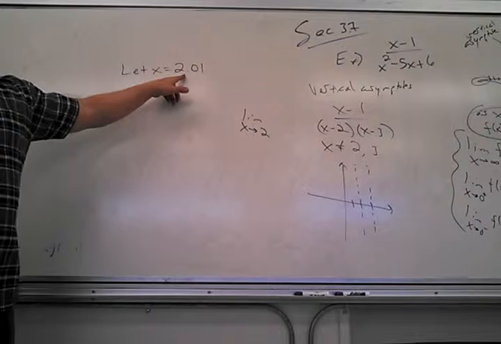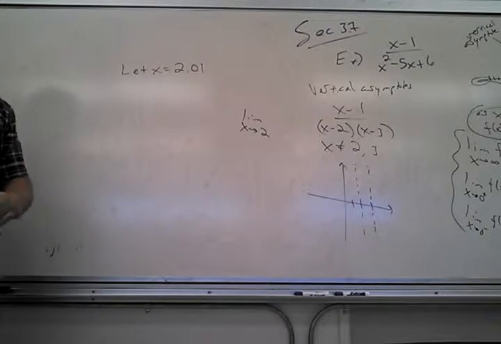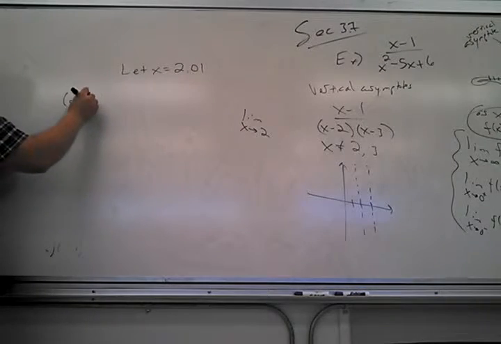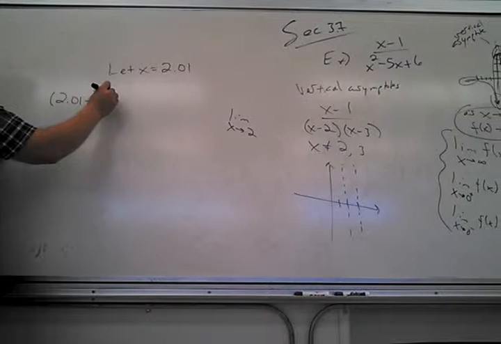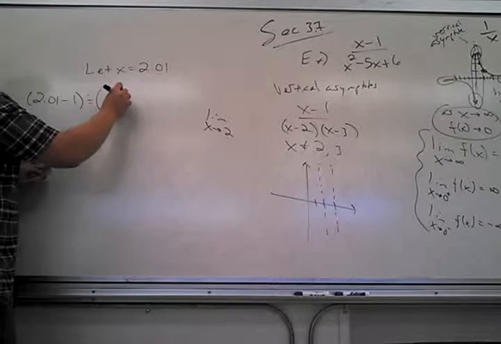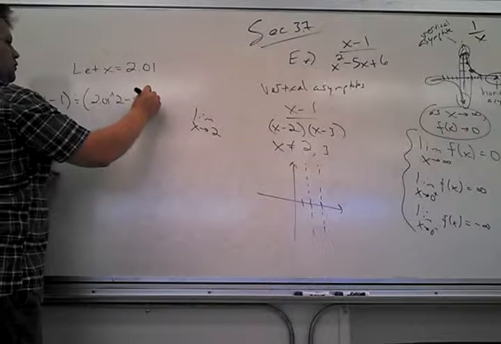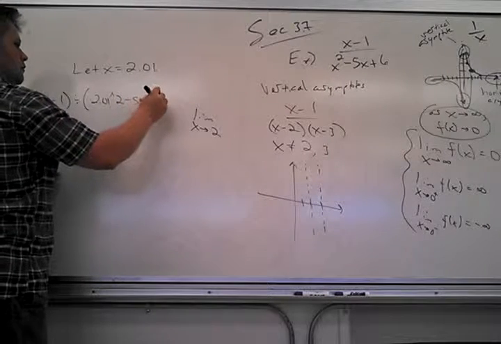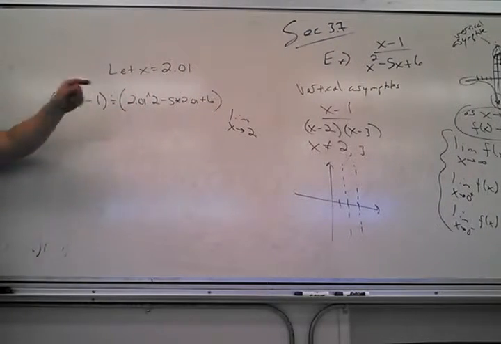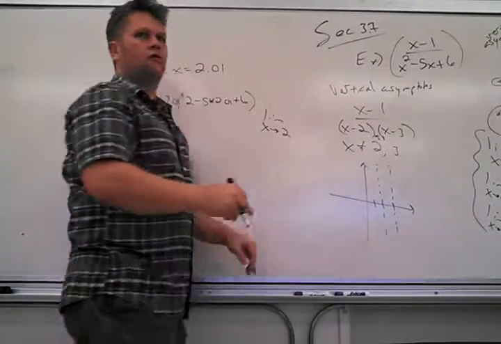So what am I going to do in my calculator? I'm going to put a number in that's really close to 2 to see what it does. Let me see if you guys can do this. So in your calculator, you want to put in exactly this: 2.01 minus 1, that's the top, divided by 2.01 squared minus 5 times 2.01 plus 6. So that's exactly what you want to put in your calculator to do this. I'm using it without this, because otherwise I don't want to use all these parentheses. Let me just use this form of it.